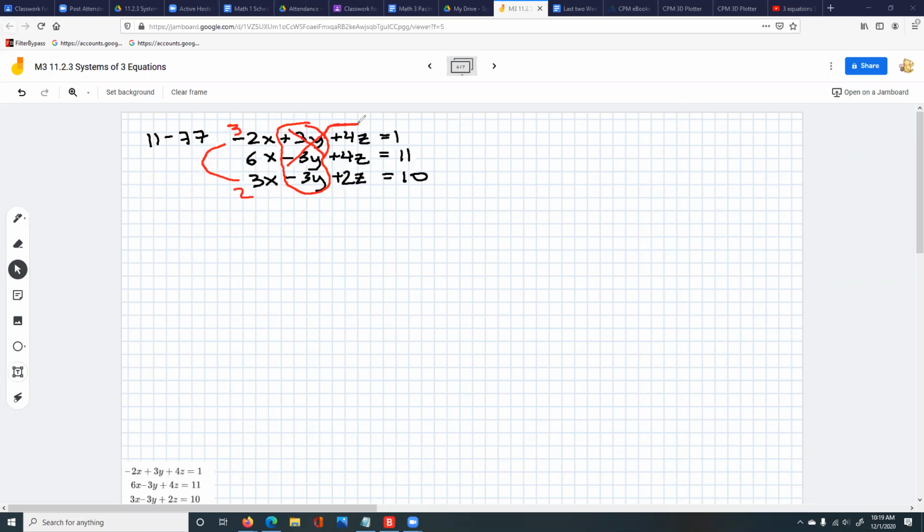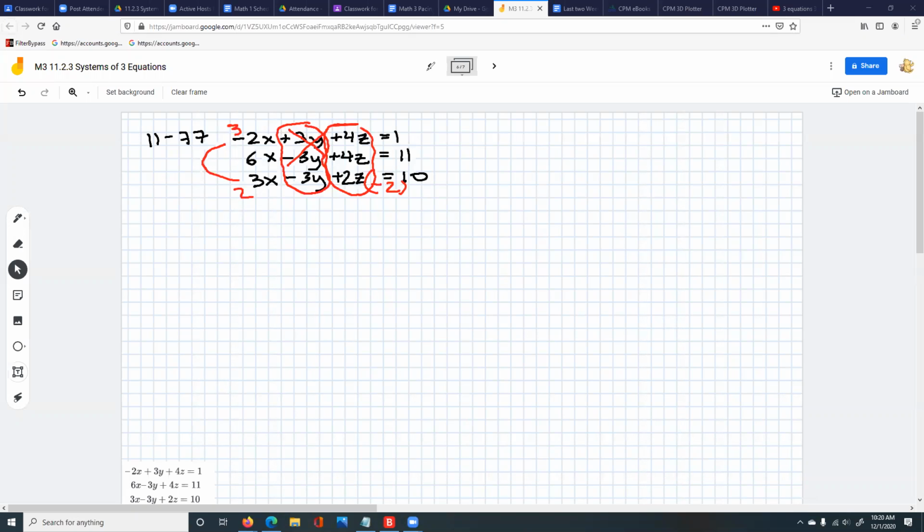I could pick the z's too, but then I would have to multiply this one by like -2 to get a -4z, and that's too much work. I mean, it's not too much work, but this one, I don't have to multiply anything. So I'm going to pick to eliminate the y's. You don't always eliminate the y's, but this one just happens that the y's are all the same variable. Okay, so I'm going to eliminate this one.